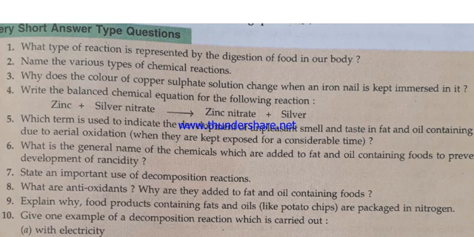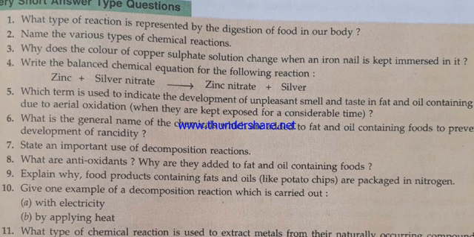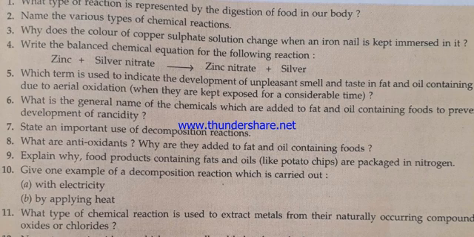Which term is used to indicate the development of unpleasant smell? That is rancidity. What is the general name of chemicals which are added to prevent the development of rancidity? That is BHA, BHT. State the important use of decomposition reactions, used to prepare many chemicals like sodium hydroxide, hydrogen gas, chlorine gas, etc. What are antioxidants which are used to stop the oxidation? Why are they added to fat and oil? Because fat and oil easily get oxidized.